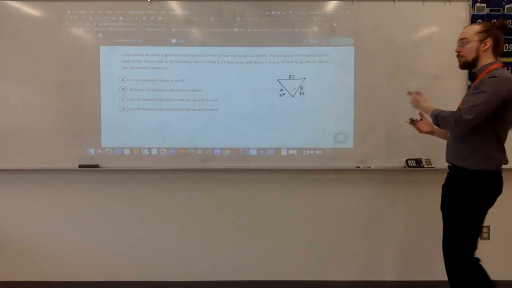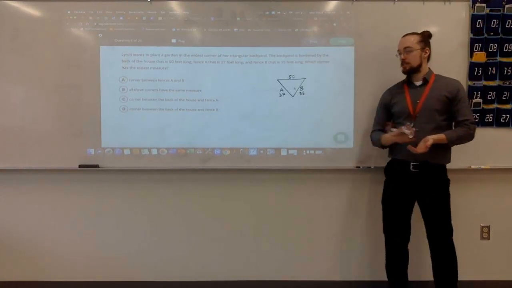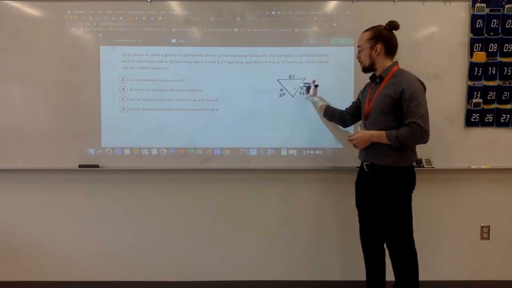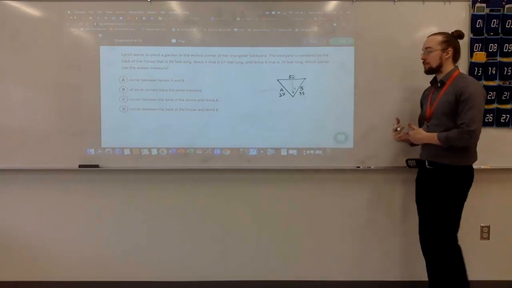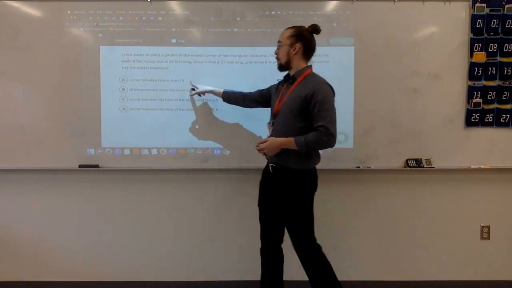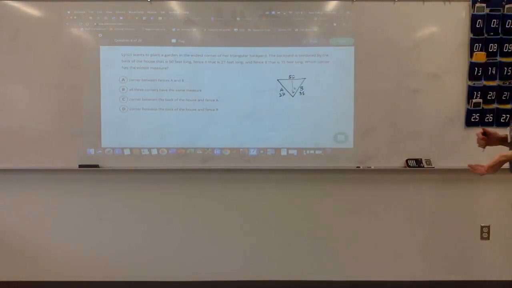Okay? Well, just like what we've talked about, the biggest angle is opposite the longest side. So the longest side is 50. Therefore, the largest angle is opposite 50. It's the corner between A and B. Right, so whenever we don't have a picture, draw a picture.